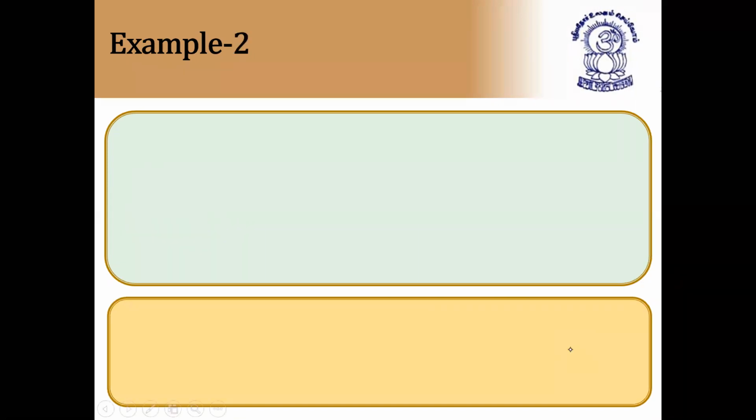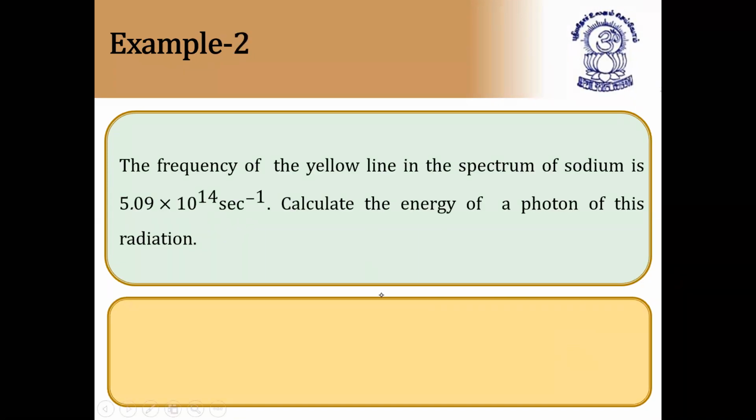Next, example 2, based on Planck's constant. The frequency of the yellow line in the spectrum of sodium is 5.09 into 10 to the power 14 second inverse. They have given the frequency. You need to find the energy of a photon of this radiation. So a straight question, E is equal to h nu. This formula we got from Planck's quantum theory. h value is Planck's constant, we know, and nu value they have given directly, 5.09 into 10 to the power 14 second inverse, and they are asking us to find the energy of a photon.